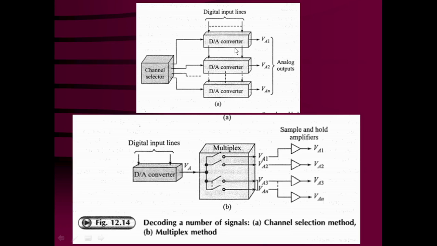So by sending digital information to each D to A converter, out of n D to A converters, only one is active because of this channel selector, and that D to A converter gives the analog output voltage, and that will be stored permanently.